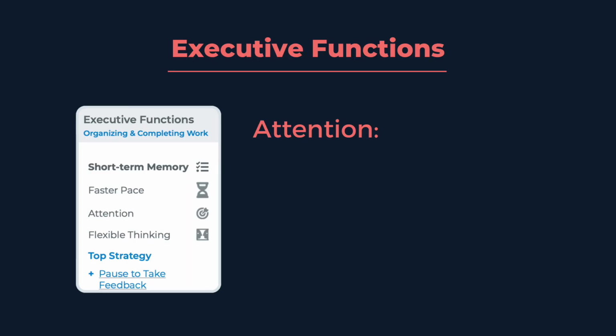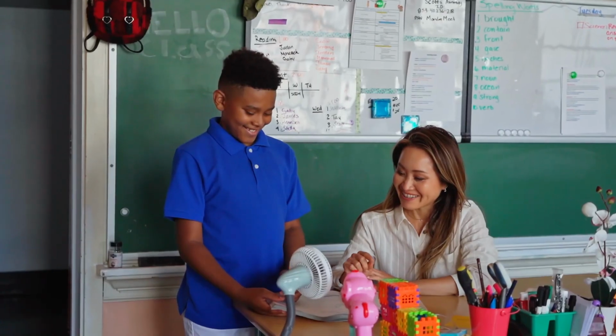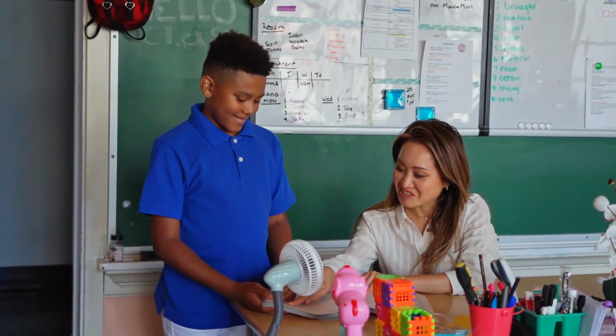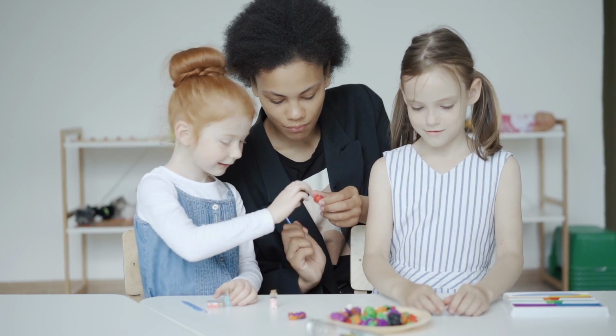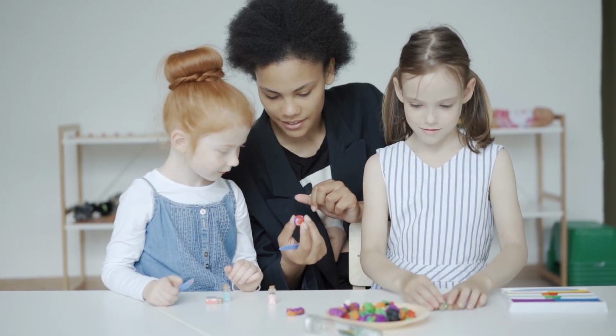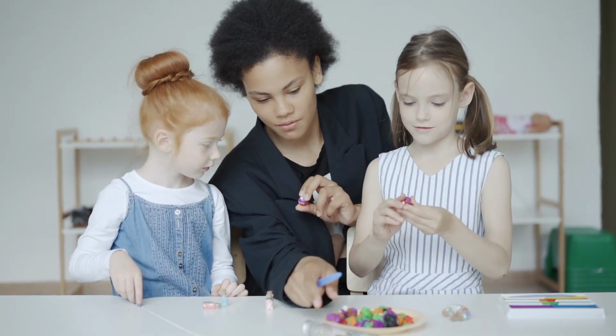Attention describes a student's ability to maintain focus for at least 20 minutes, specifically on a task that they don't like or one that just isn't important to them. One way to support weaker attention, therefore, is to find ways to make things interesting for the student. If you can connect the student or the task to an area of genuine interest, the student is far less likely to tune in and out and miss details.